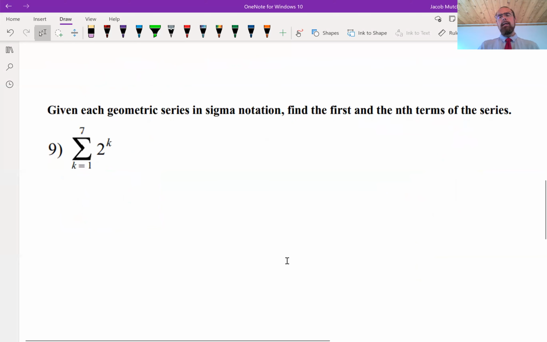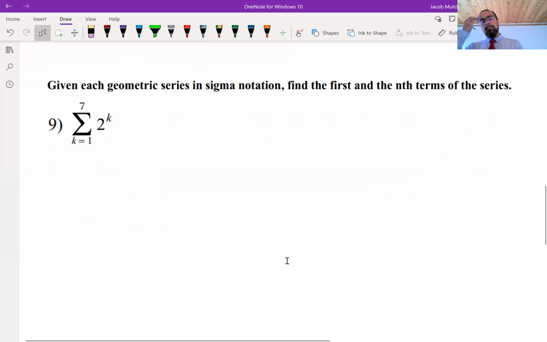Let's take a look at two examples where I have sigma notation and I want to use it to find the first term and the nth term of the series. Remember, nth term describes the final term. So really we're looking for bookends, the first and the last. So I just want to use the sigma notation to describe those first and last terms.